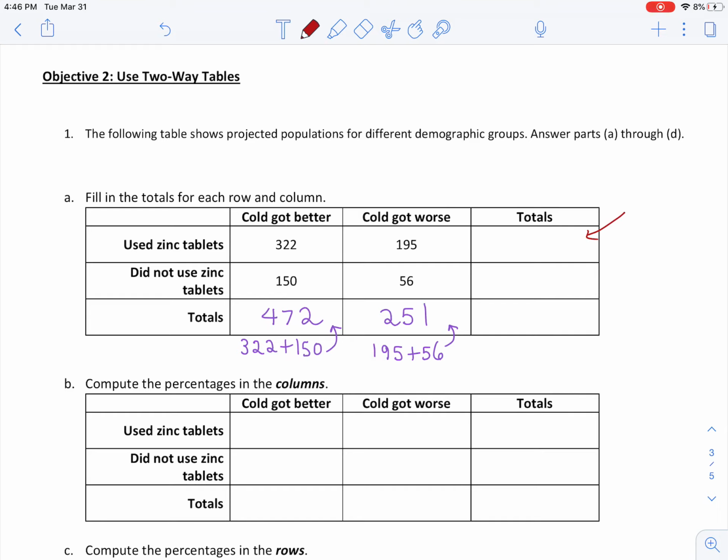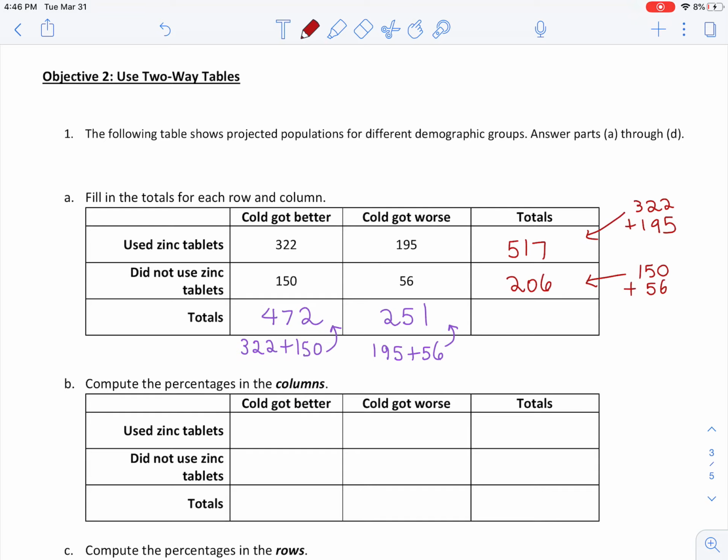Now let's find the row totals, okay? For this one, we're looking at the number of people who used zinc tablets. Add up 322 plus 195. 322 plus 195 is 517. And then for this row, the number of people who did not use zinc tablets, we're going to add 150 plus 56. If you add those two, you will get 206.